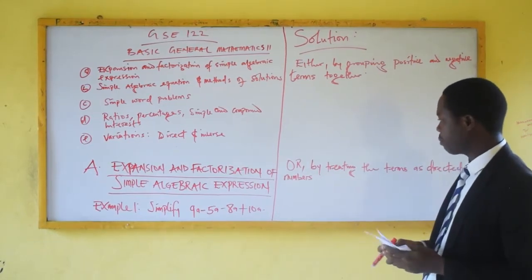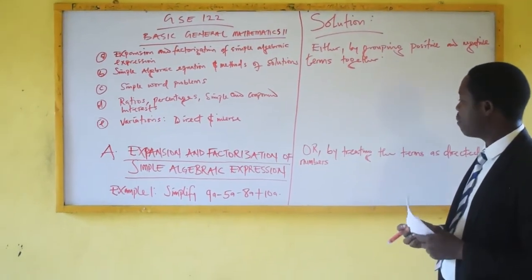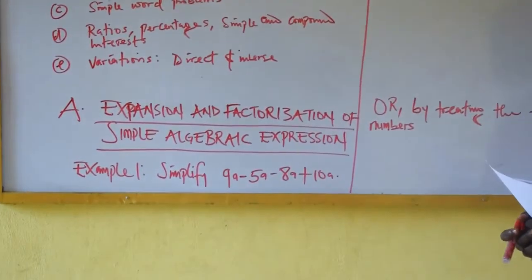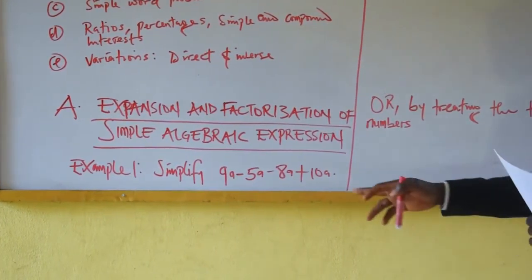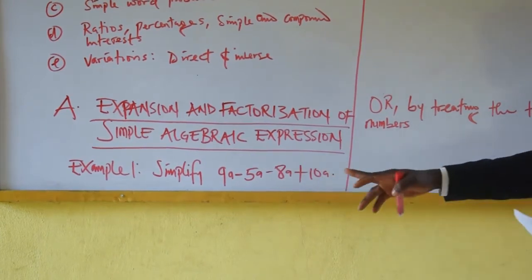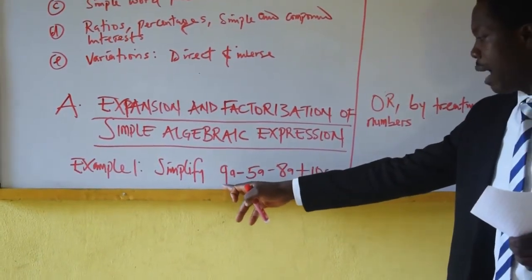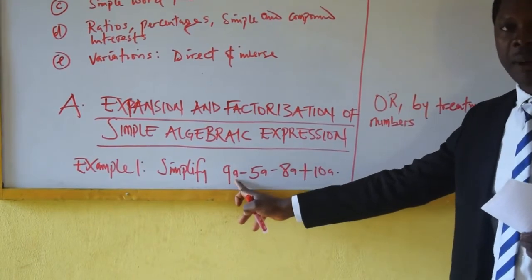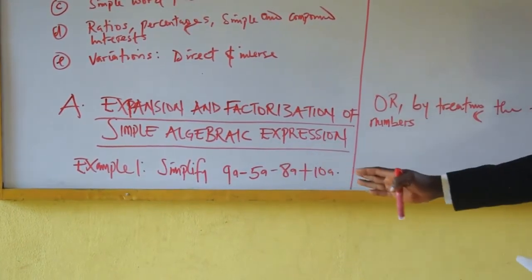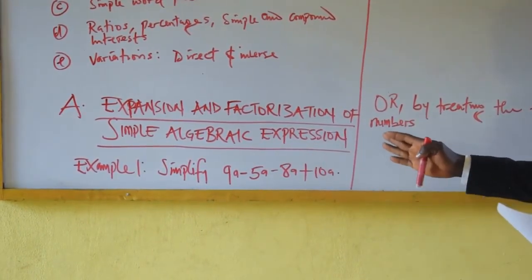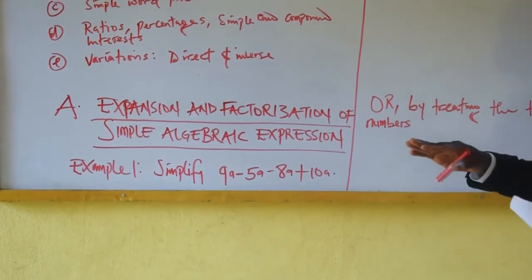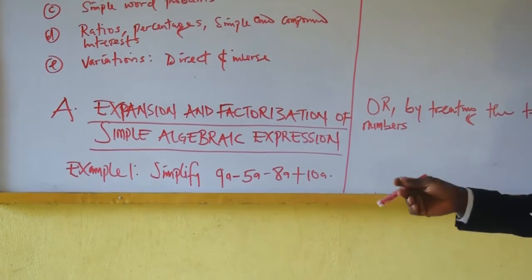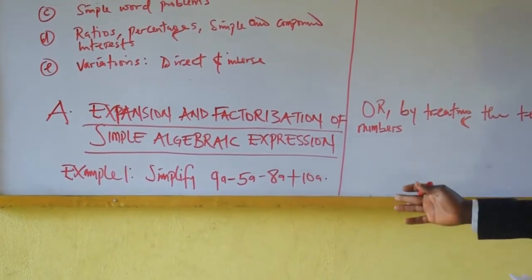Example number 1. We have simplify 9a minus 5a minus 8a plus 10a. As you can see, the 9 is a number, the a is an alphabet. So that's what we are talking about. 9a minus 5a minus 8a plus 10a. Now you can see all of them are of the same variable. They are all a's. So it's easy to work with.